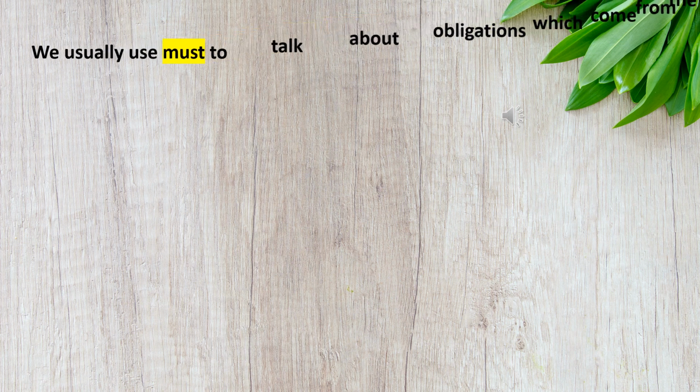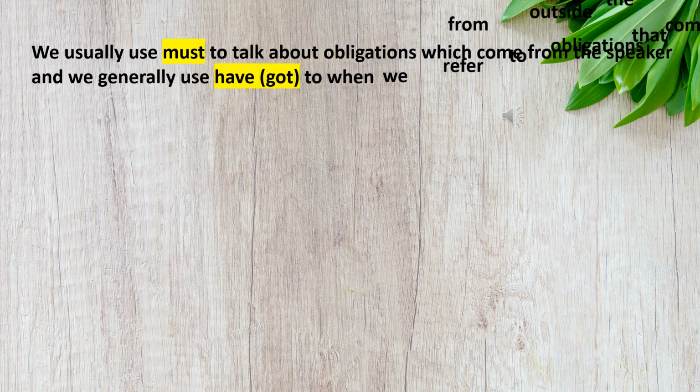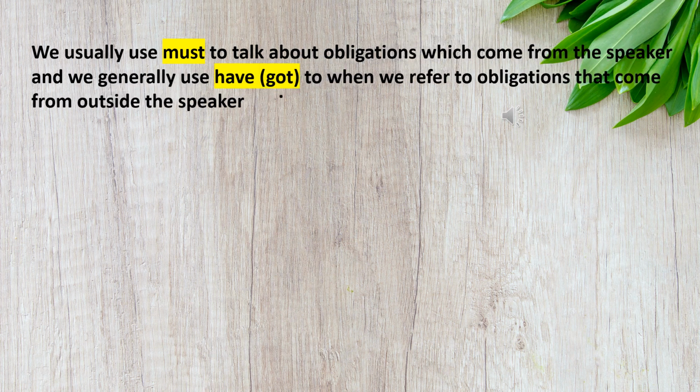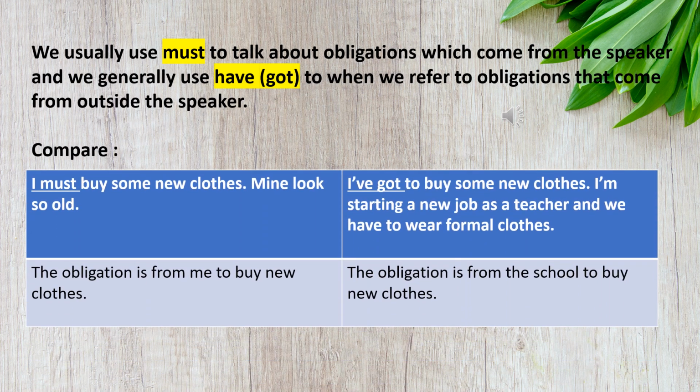We usually use must to talk about obligations which come from the speaker, and we generally use have got to when we refer to obligations that come from outside the speaker. Compare these two obligations. The first one, I must buy some new clothes. Mine look so old. The obligation is from me to buy new clothes. The second one, I've got to buy some new clothes. I'm starting a new job as a teacher and we have to wear formal clothes. The obligation is from the school to buy new clothes.